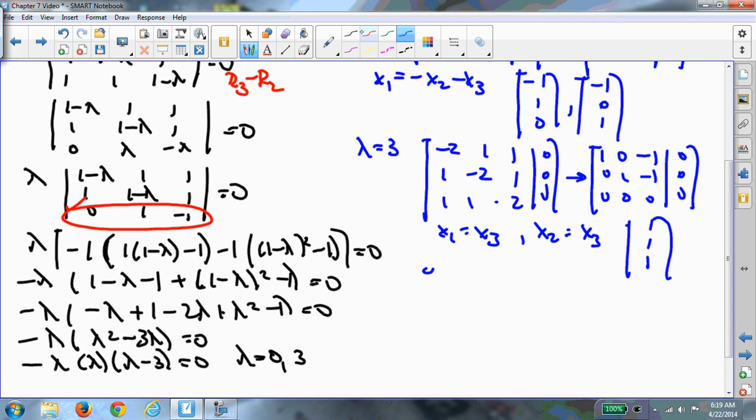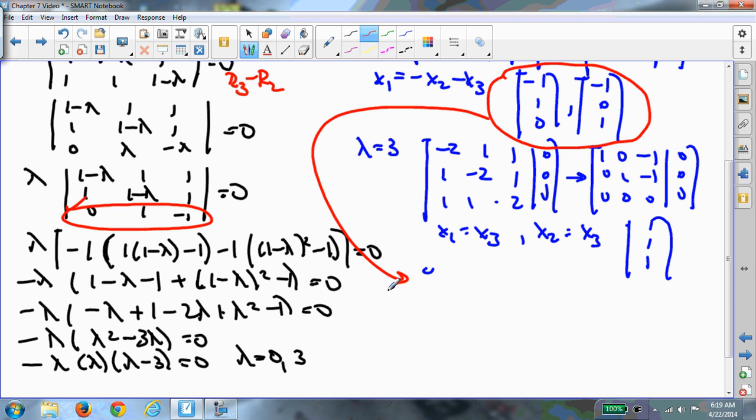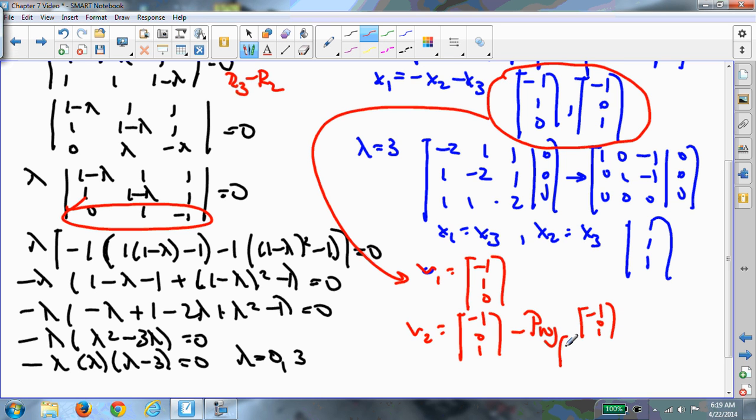Now, remember that I'm trying to come up with an orthogonal matrix. So if you look at these vectors here, they are linearly independent, but they are not orthogonal to each other. Because if I dot product those two, I don't get 0. So that means I've got to do a Gram-Schmidt with them as a result. Gram-Schmidt, let V1 equal negative 1, 1, 0. And then V2 will equal negative 1, 0, 1 minus the projection of negative 1, 0, 1 onto negative 1, 1, 0.